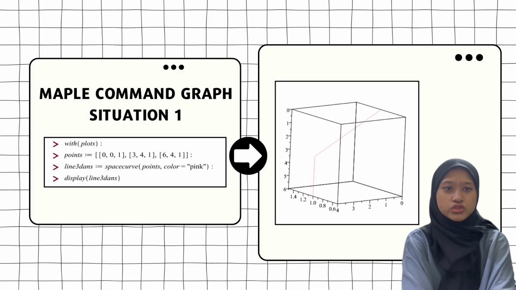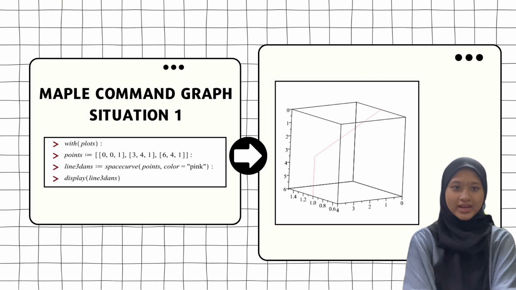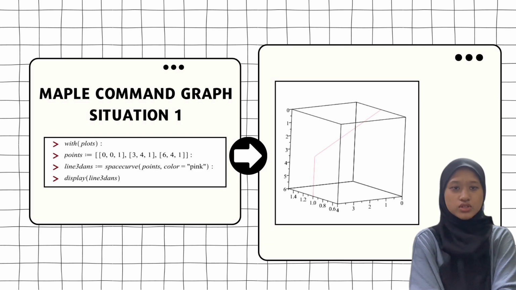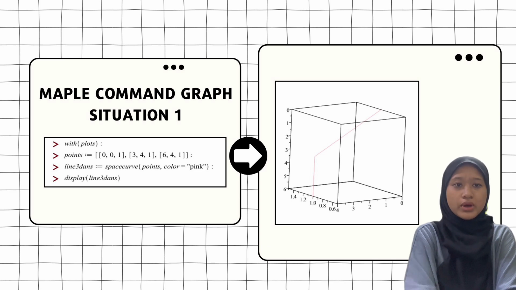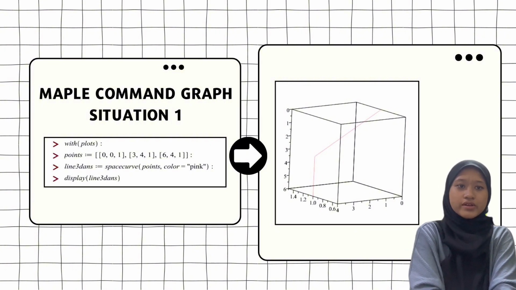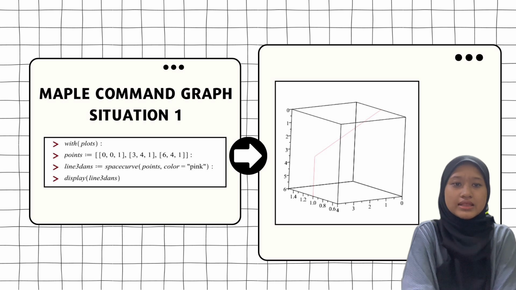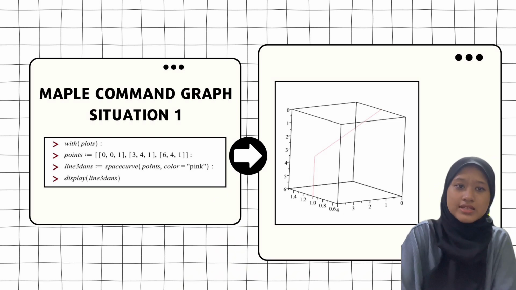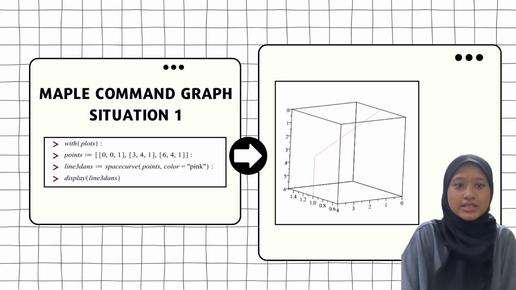Hello, today I'm going to talk through the process of computing a line integral for a vector field using Maple commands for situation 1. First, we define our points. Here we have 3 points: the origin (0, 0, 1), the midpoint (3, 4, 1), and the endpoint (6, 4, 1). Using the spacecurve function, we create the line segments connecting these points. Finally, we use the display function to render our 3D plots. Here's the Maple command to do this graph.